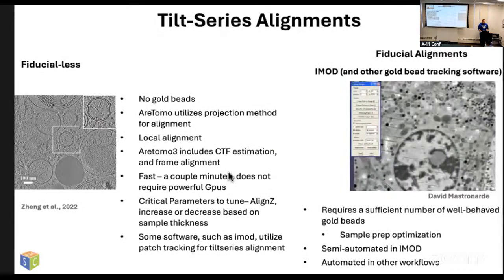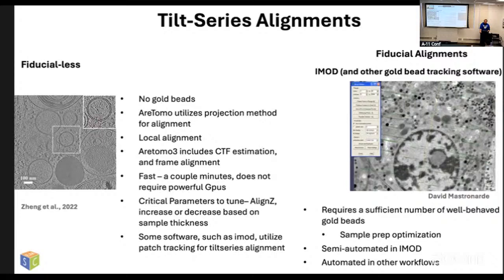Okay, so you get your tilt stack, and then you have tilt series alignments. So a lot of times you'll see fiducials in there. That's for tracking the tilt series to align it. And so kind of the problems with this are sample preparation and getting well distributed fiducials. Some workflows are kind of semi-automated. A lot of them are automated now.